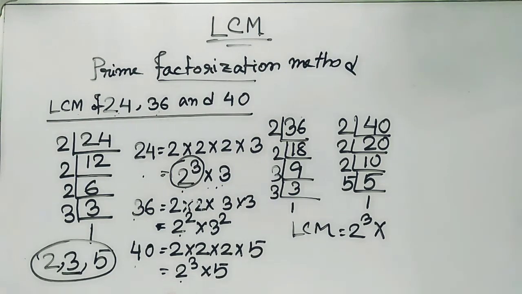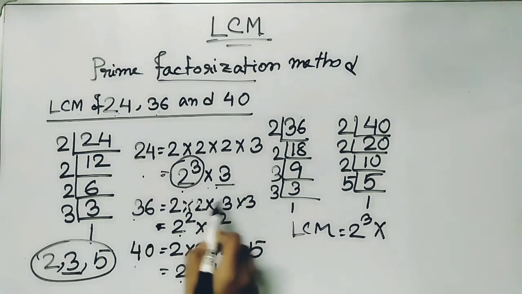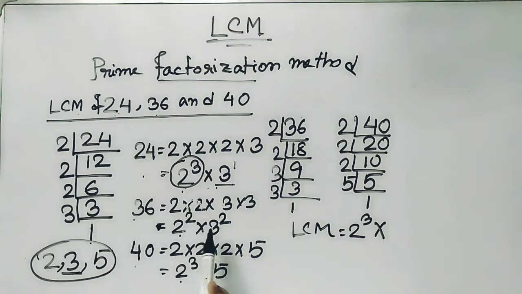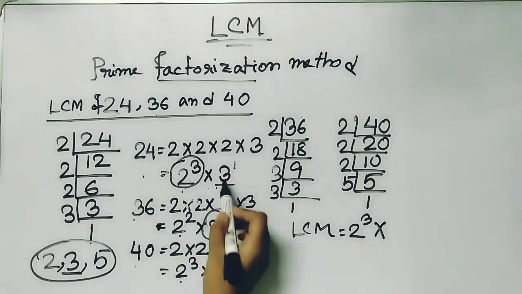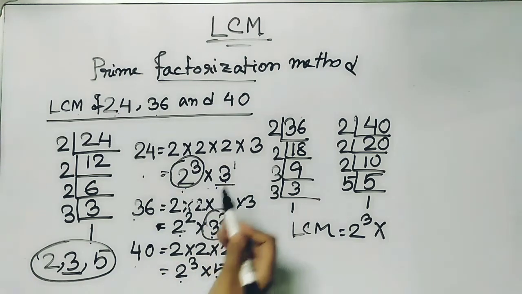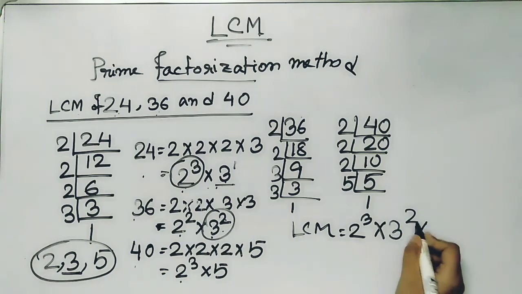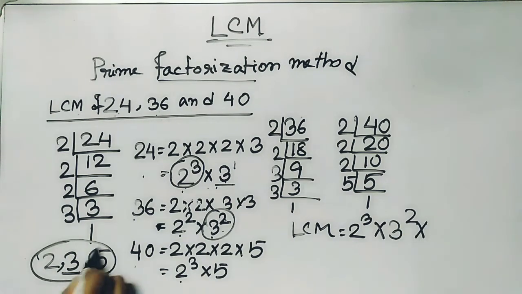So what is the highest power of the prime factor 3 here? See, here 3 means 3 to the power 1. Here 3 square, that is 3 to the power 2. So this is greater than this power, 2 is greater than 1. So we will take 3 square into 5. Next prime factor 5. Here 5 is absent. Next 5 is also absent. And then there is only one 5. So we will take only one 5.